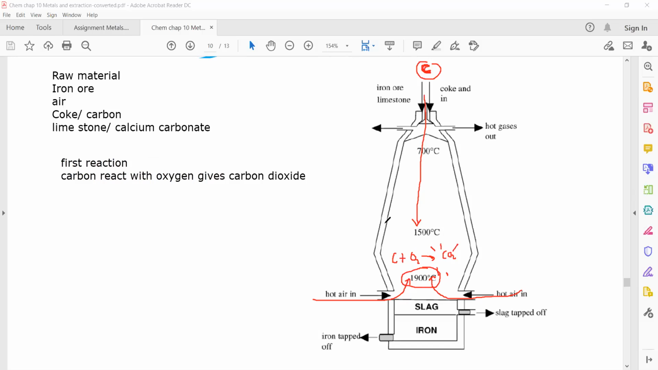This carbon dioxide, which is formed in the first reaction, reacts with more coke or more carbon. So carbon dioxide reacts with more carbon, and it will produce carbon monoxide. So the first reaction is production of carbon dioxide: carbon reacted with oxygen, forming carbon dioxide. The second reaction, carbon dioxide reacts with more coke to form carbon monoxide.